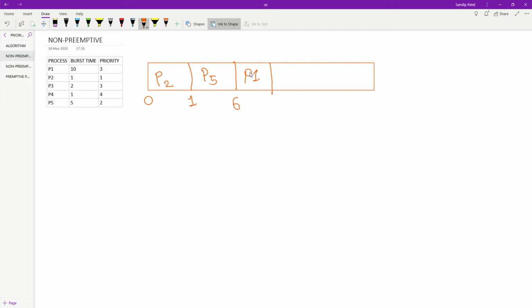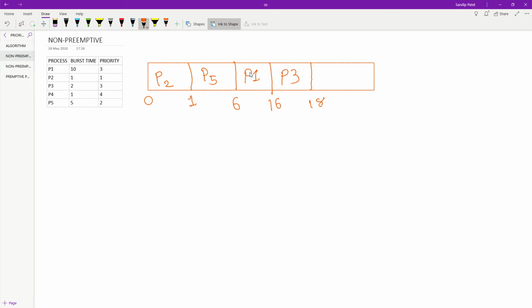So 6 plus 10, that's 16, right? So the next priority is P3, right? P3 requires how many burst time? It requires 2. So 16 plus 2, that is 18.